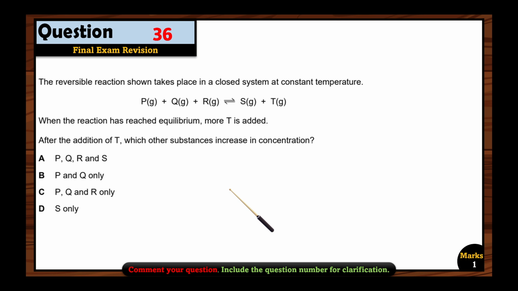Question 36. The reversible reaction shown takes place in a closed system at a constant temperature. When the reaction has reached equilibrium, more T is added. After the addition of T, which other substances increase in concentration? So where is T? T is in the product. It means if you increase the T, you will get more reactants, right?